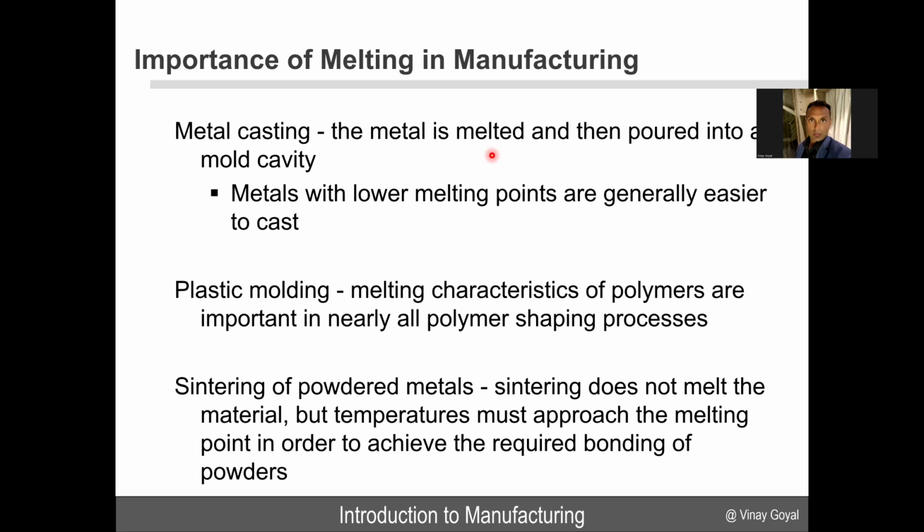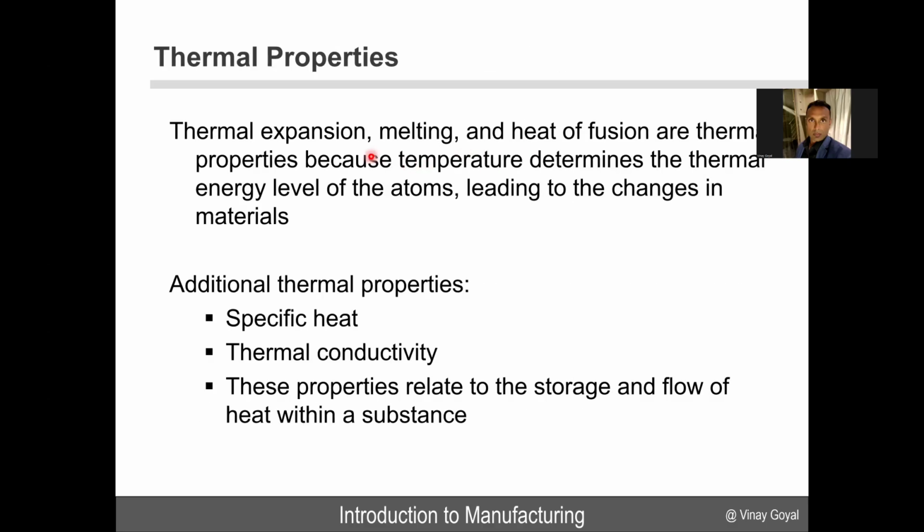Then the third one here is sintering of powder metals. Sintering does not melt the material, but temperatures must approach the melting point in order to achieve the required bonding of powders. Now, looking at thermal properties, the thermal expansion, the melting, and the heat of fusion are thermal properties because the temperature determines the thermal energy level of the atoms, leading to the changes in the materials.